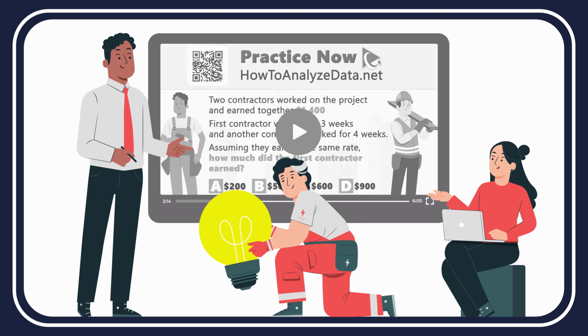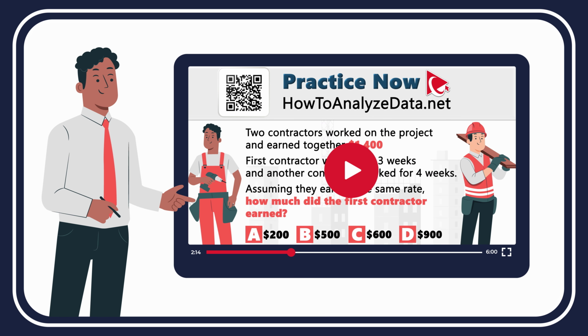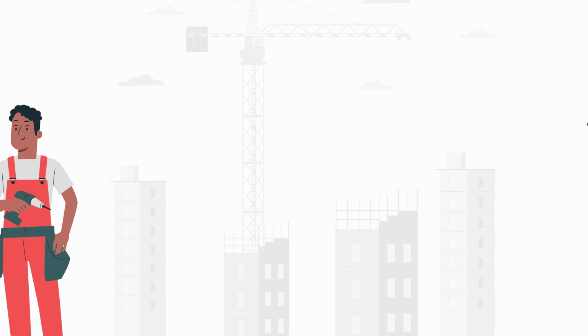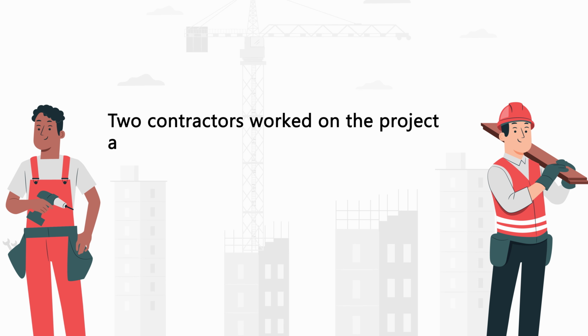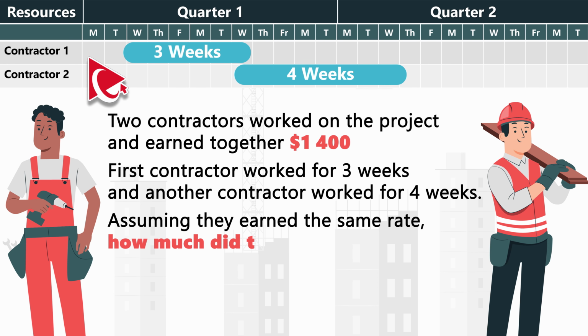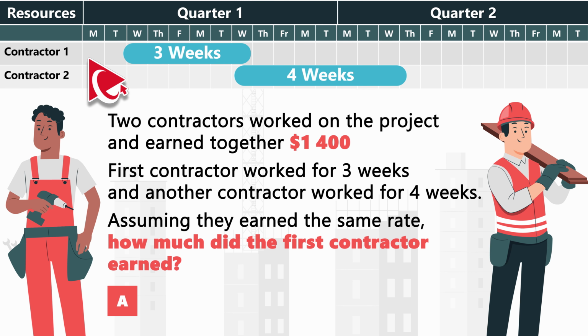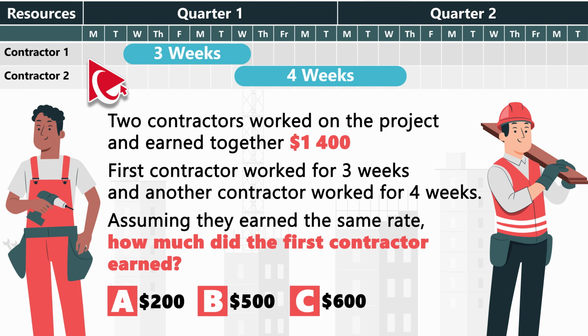This is why I decided to give this type of problem to you to solve it on your own. But I simplified it a little bit. There are only two contractors here. So, two contractors worked on the project and earned together $1,400. First contractor worked for 3 weeks, and another contractor worked for 4 weeks. Assuming they've earned the same rate, how much did the first contractor earn? You need to calculate and select the answer out of 4 possible choices. Choice A, $200, choice B, $500, choice C, $600, and last but not least, choice D, $900.